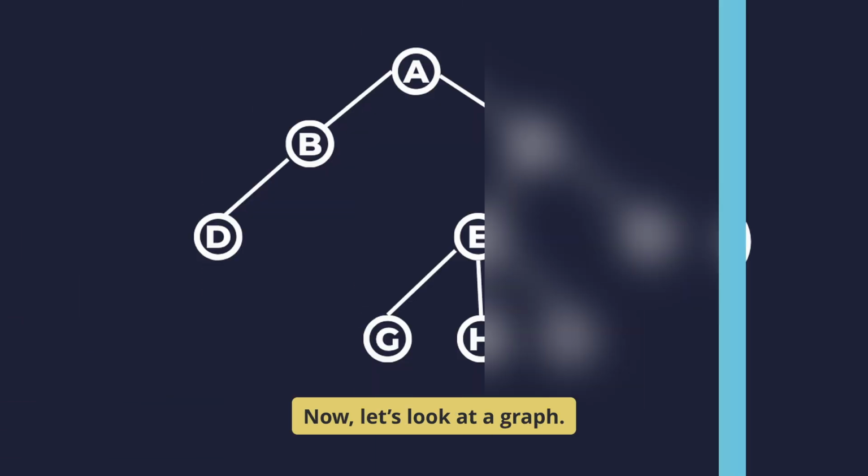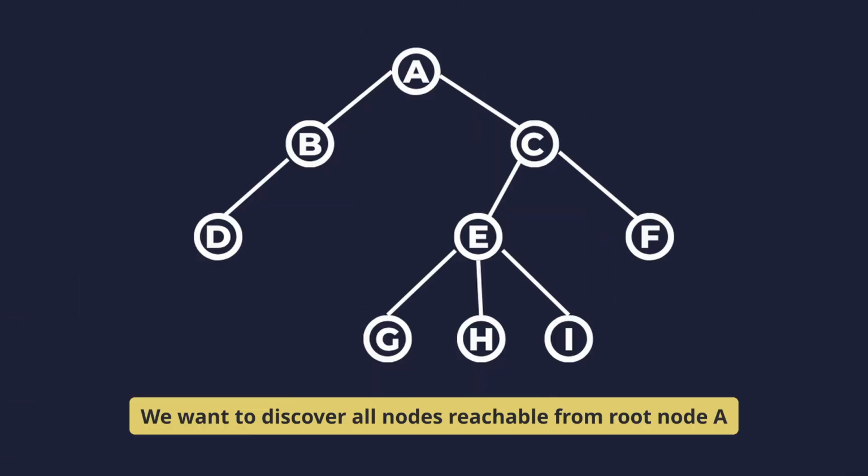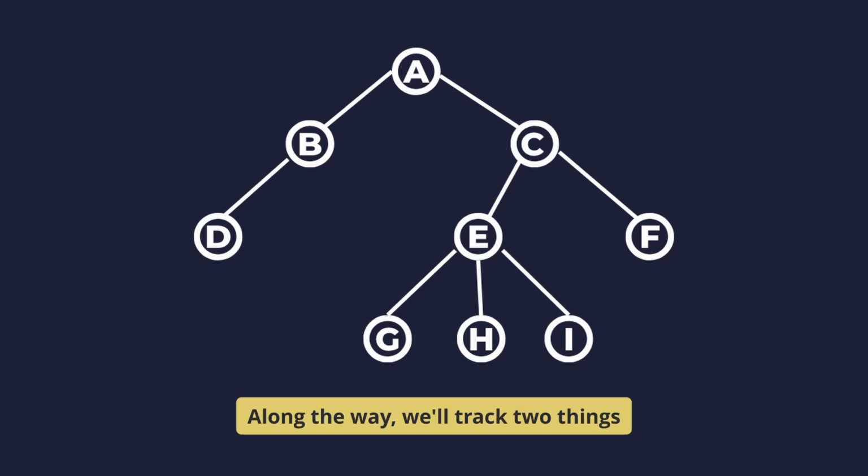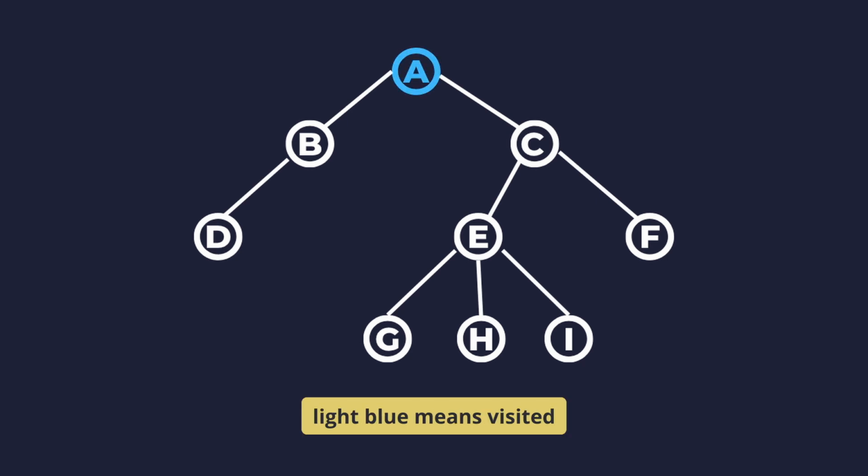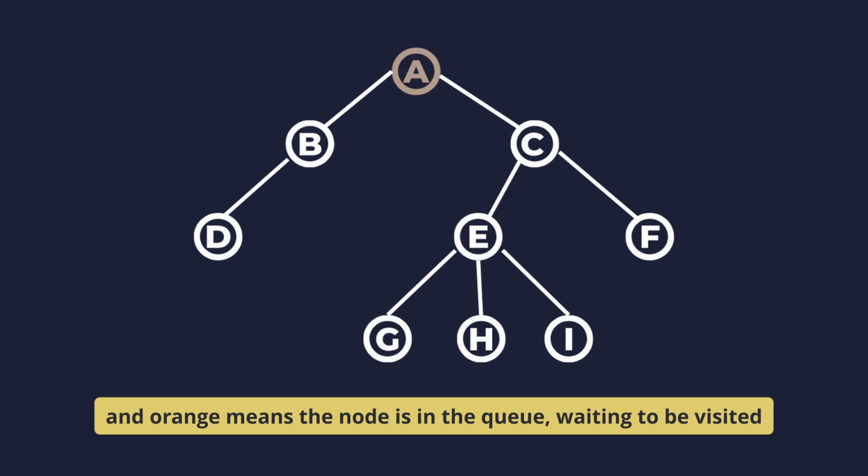Now, let's look at a graph. We want to discover all nodes reachable from root node A. Along the way, we'll track two things. Light blue means visited, and orange means the node is in the queue, waiting to be visited.